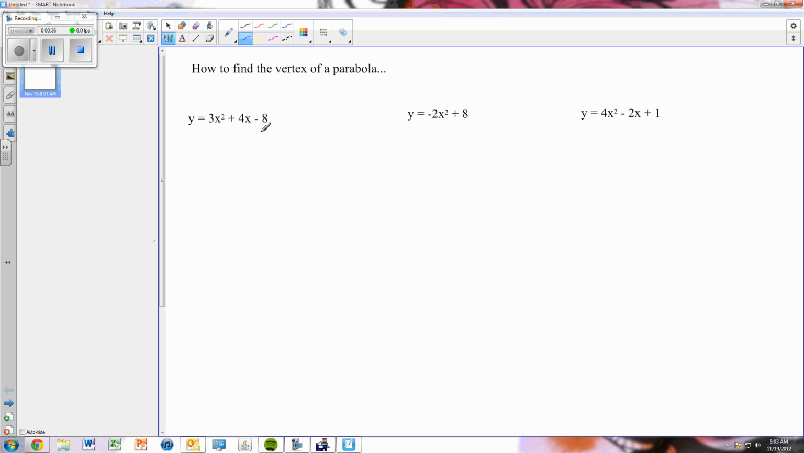The way we do that is we look at this number on the end. This one says -8. That means the parabola would be shifted down 8. This one's +8. That means it'd be shifted up 8. This is +1. It'd be shifted up 1.